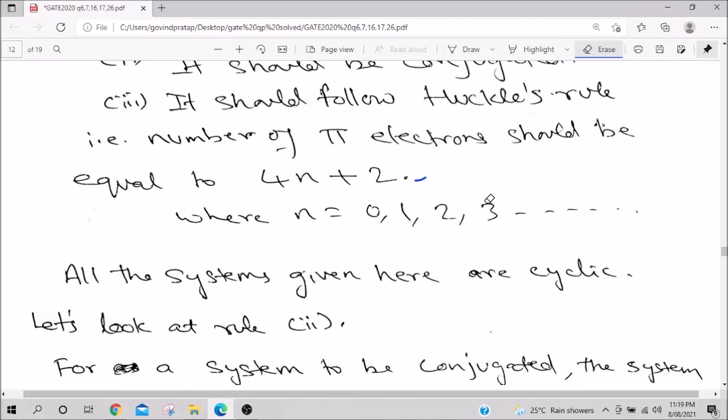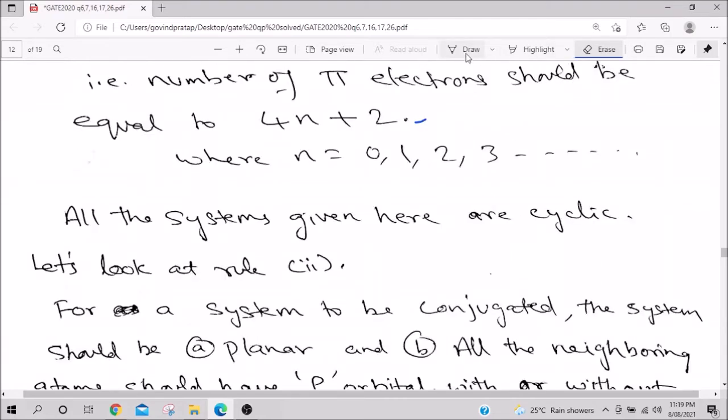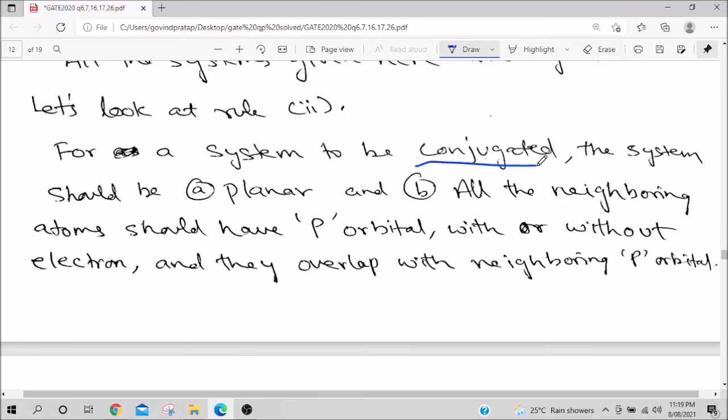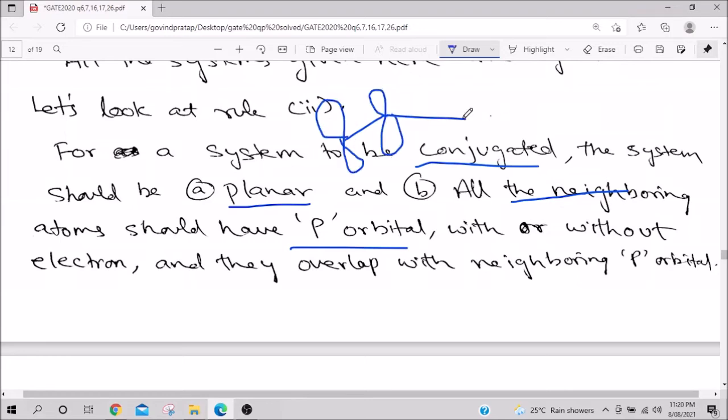So, let us look at the second rule. The first one I told you, they are all cyclic, so no issues. The second one is conjugation, which means it should follow 2 rules. The molecule should be planar, and all the neighboring atoms should have a p orbital on them, or an orbital which has electrons that can be shared, which can be conjugated. Why planar? Basically, if the orbitals are parallel to each other, then only will they overlap, so that the system can be conjugated.